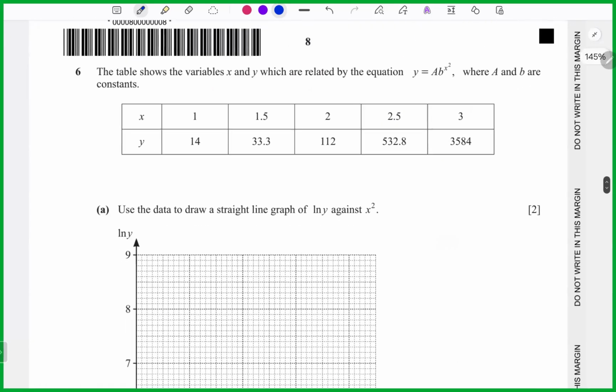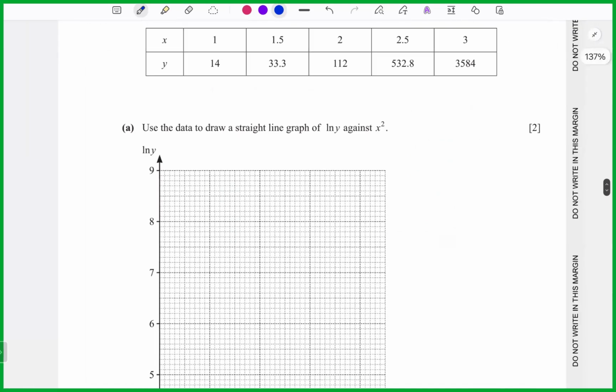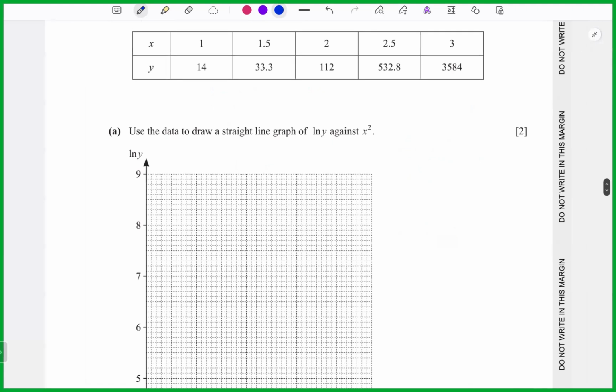Now we go to the next question. The table shows the variables x and y, which are related by the equation y equals a b to the power x squared, where a and b are constants. You can see this table. Part A: using the data, draw a straight line graph of ln y against x squared.